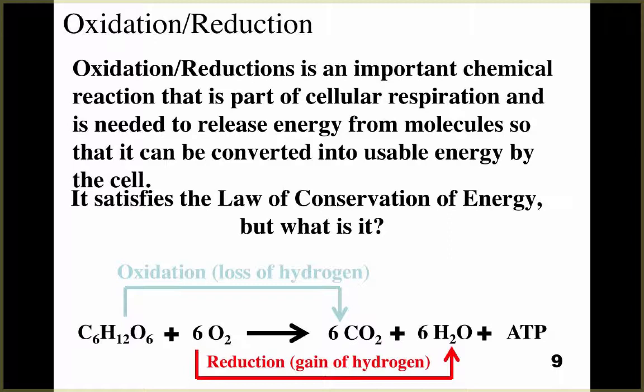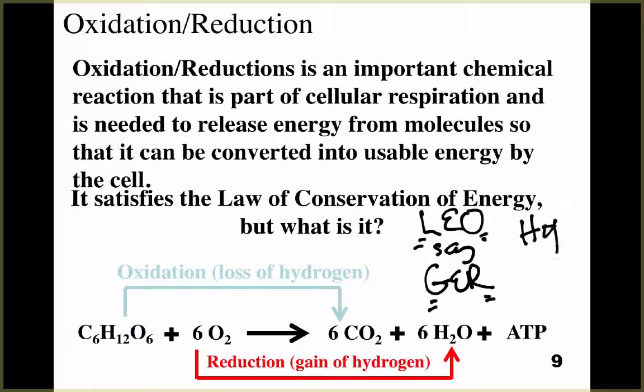And so oxidation. The way I remember it, LEO is the name of our lion here, says grr. Loss of electrons is oxidation. Gain of electrons is reduction. And you can follow this by following the hydrogens.